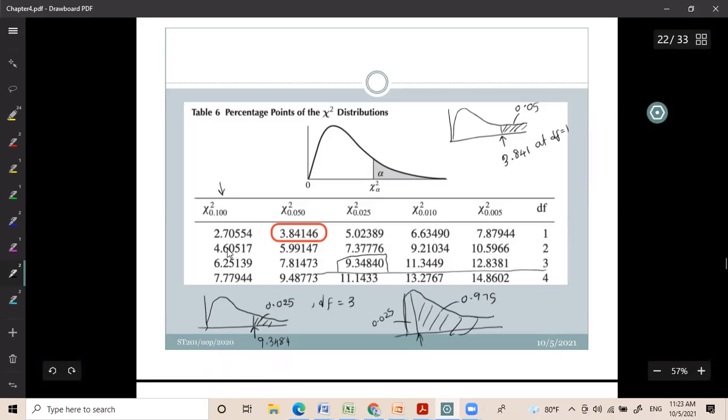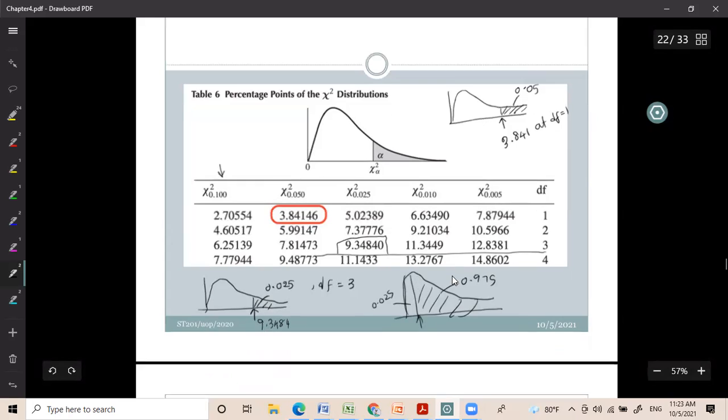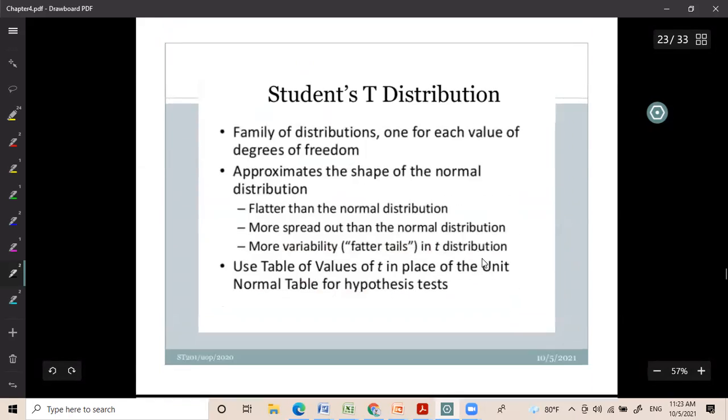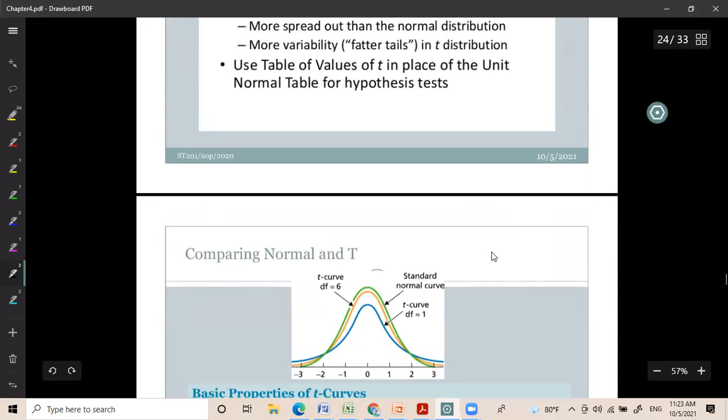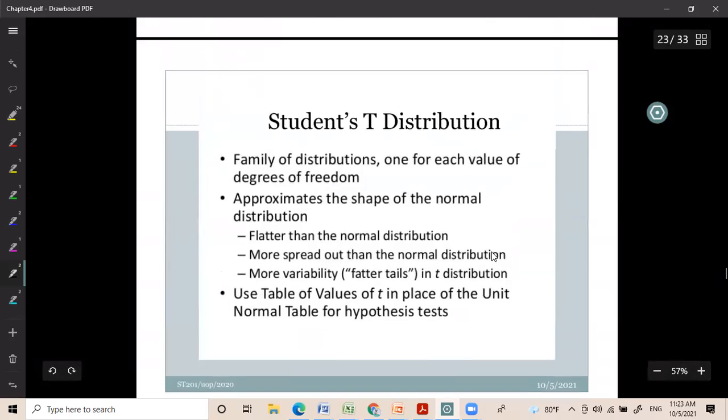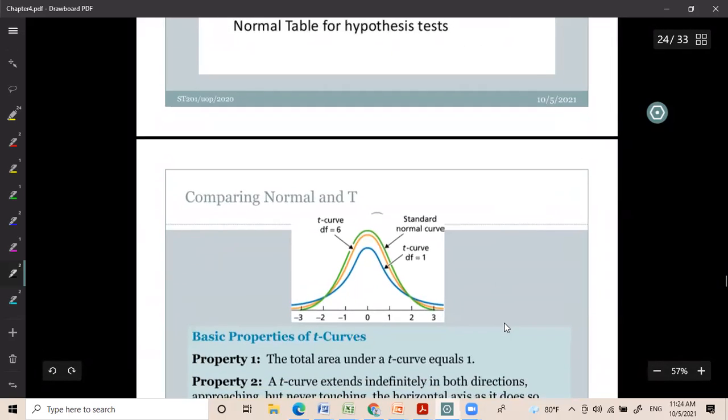So the chi-square distribution is usually used with categorical data analysis. And the next distribution is the student T distribution. This is very similar to the normal distribution, approximately normal, but it has thick tails. It has a nice bell shape, symmetric about the mean, but the T distribution has thicker tails compared to the normal distribution. So you can see that.